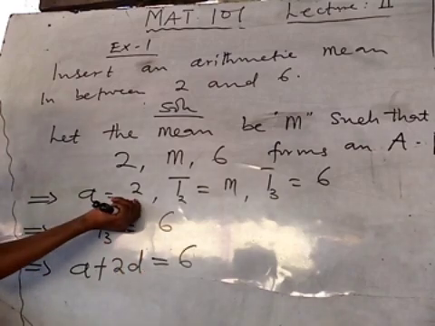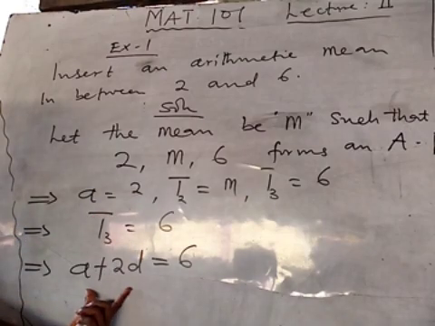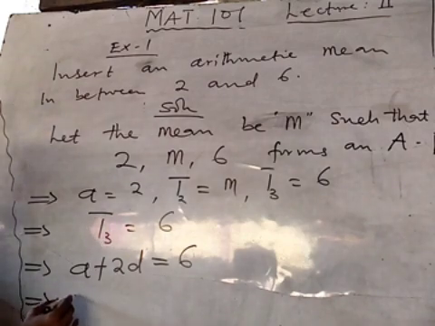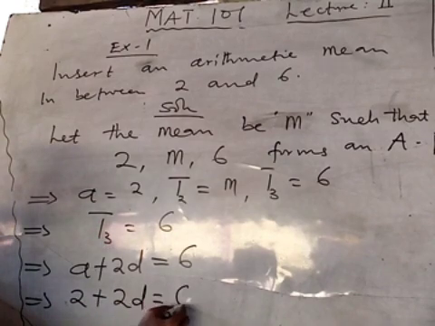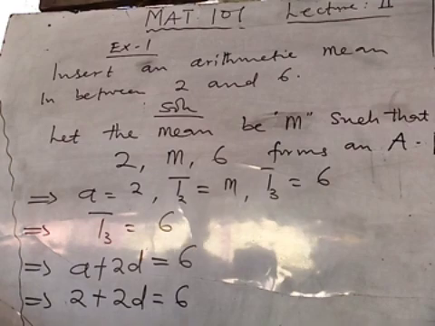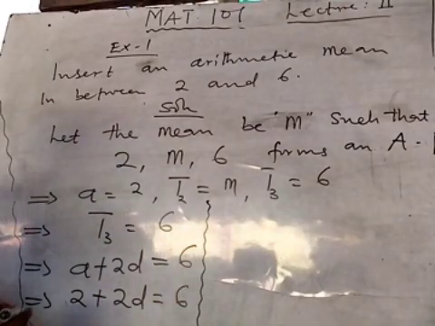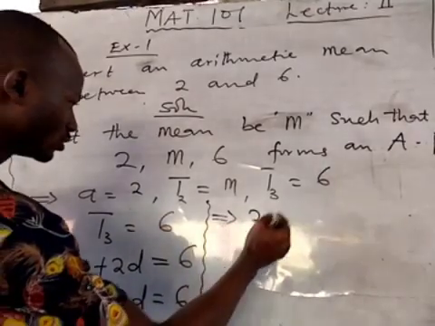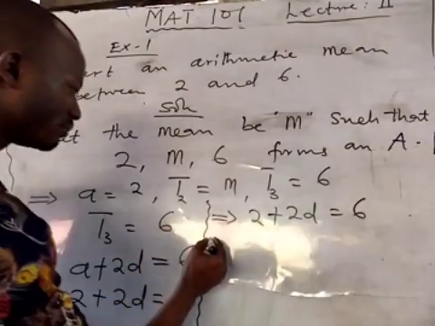Since the value is 6, then from here we have our a already. The first term a is 2. So we have to substitute the value of a as 2 back into this relation. That now implies that 2 plus 2d is equal to 6. Let me write it this way. This implies that 2 plus 2d is equal to 6.